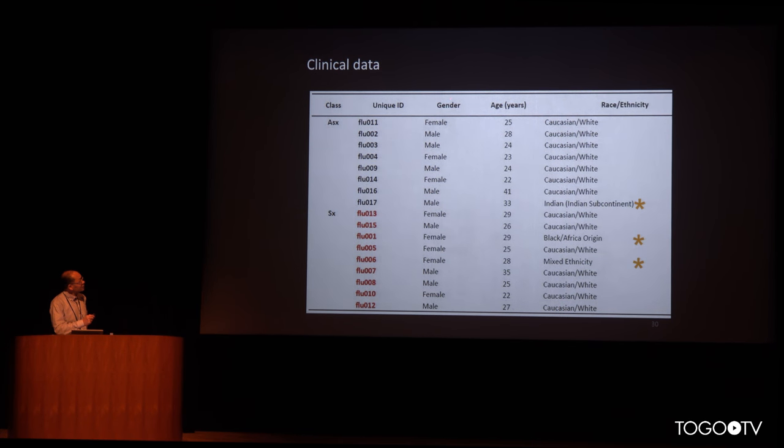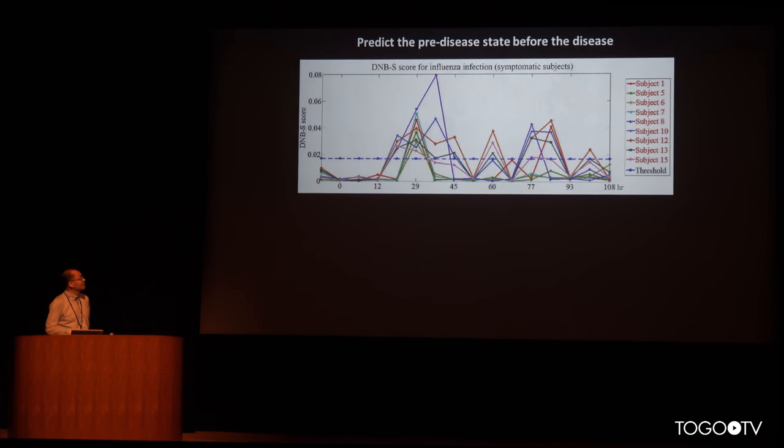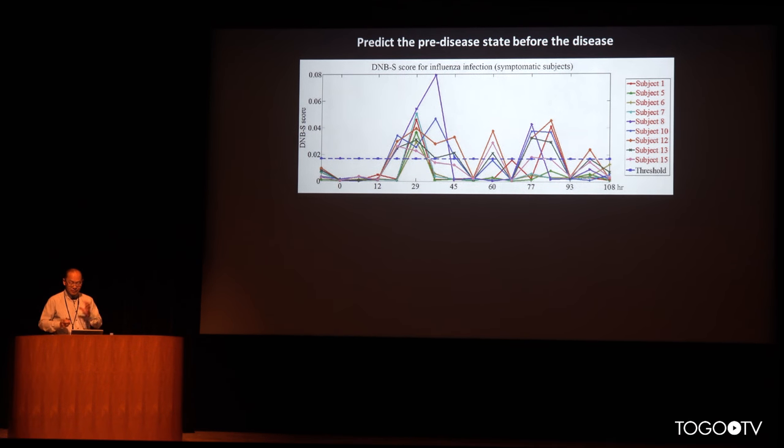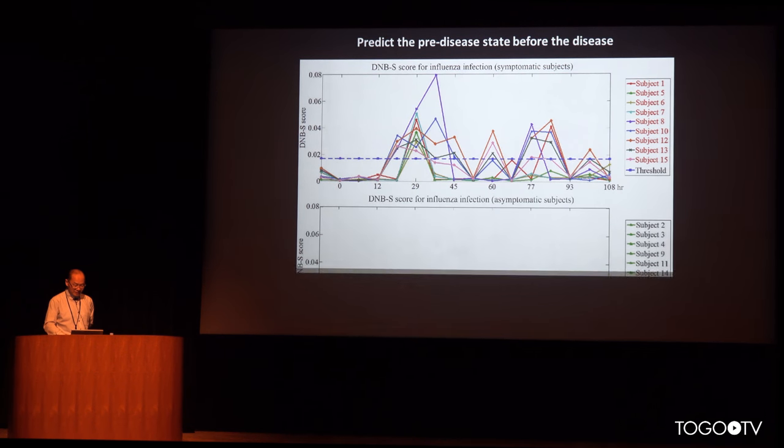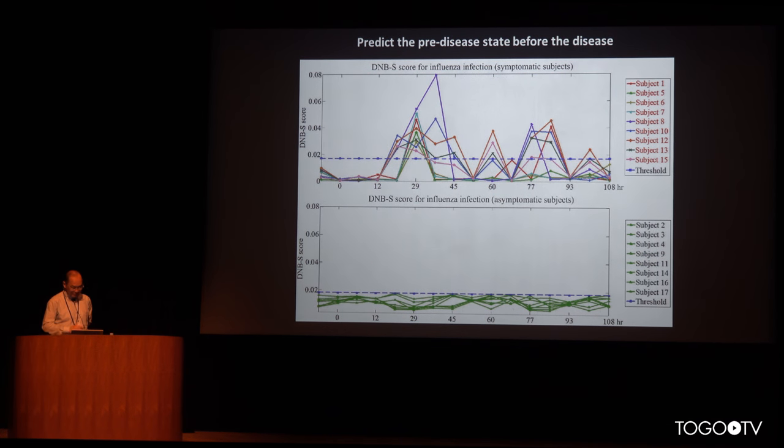These 17 persons are male and female, half and half. The age is 20 to 40, so they're all very young, so it's still reversible, even if they get the disease. Okay, so using the DNB, you just measure the data, then you can quantify it. For the first 9 people, you have a very significant signal at the 29 hour. We know they are going to get influenza very soon. Then the remaining 8 don't have any signal.